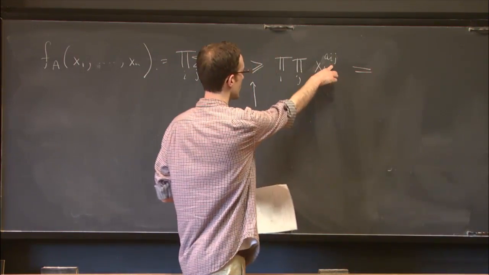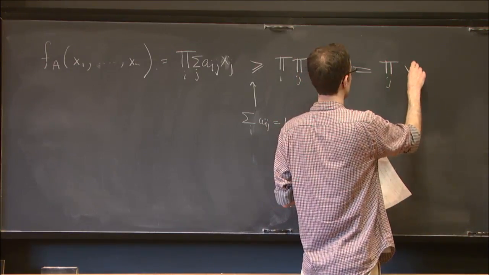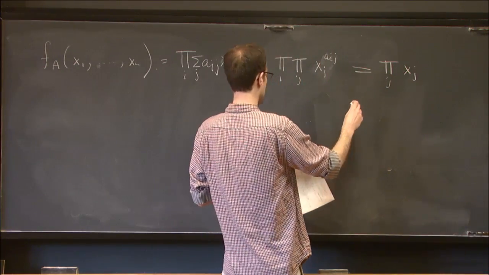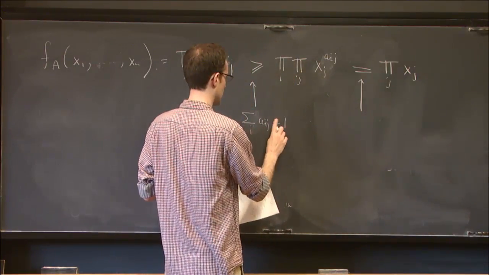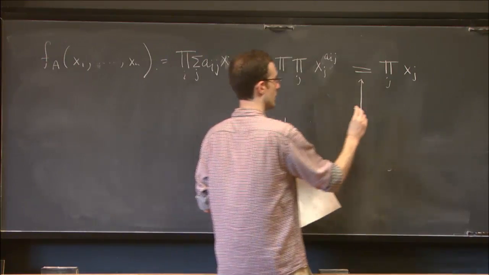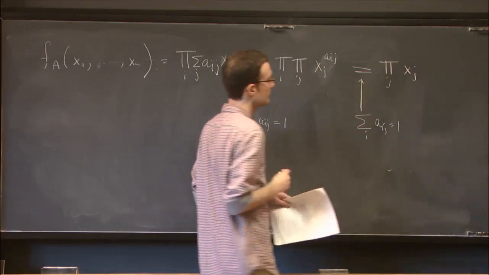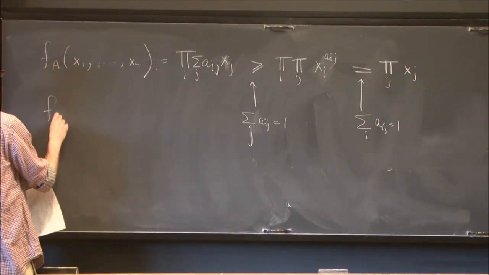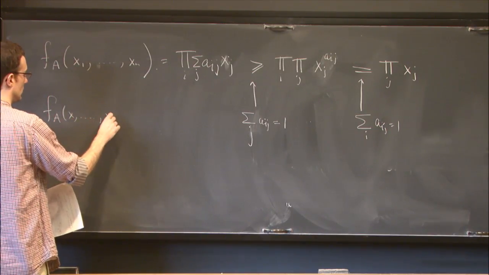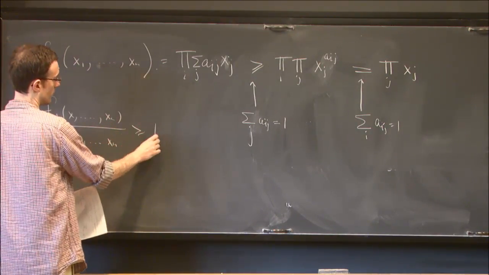Now you want to sum these coefficients, so this becomes the product over j of xj, and this comes from the fact that this is the sum over j, and then this uses the fact that it's the sum over i. And that's it. So now that says that f of x1 through xn is always greater than or equal to 1.